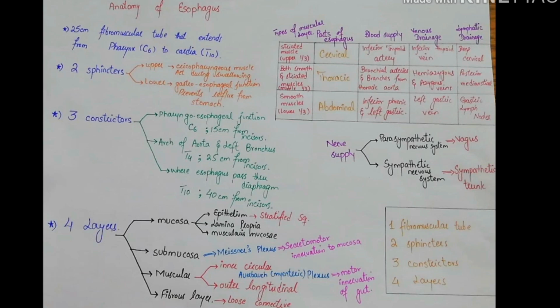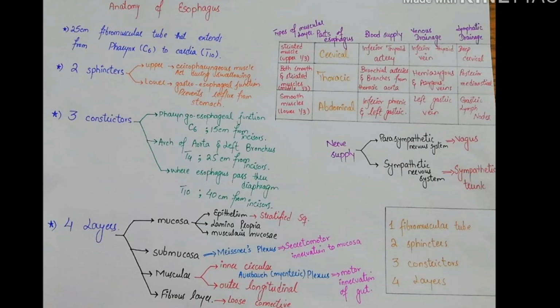Now, talking about the sphincters, there are two sphincters, an upper sphincter and a lower sphincter. The upper sphincter is made up of the cricopharyngeus muscle, which is an anatomical sphincter, and it acts during the process of swallowing to allow the food to pass from the pharynx to the esophagus.